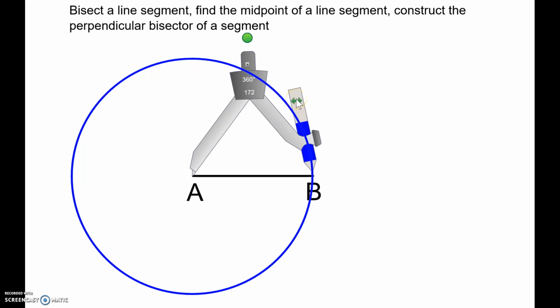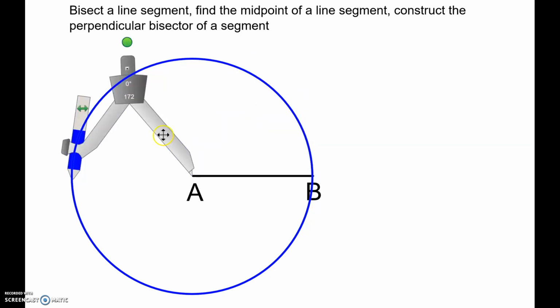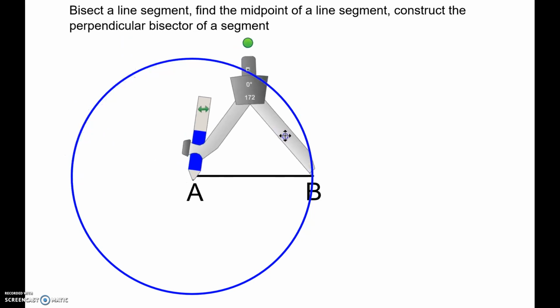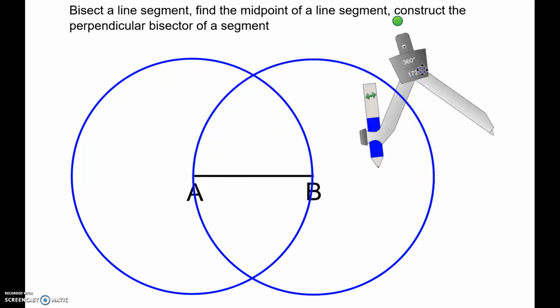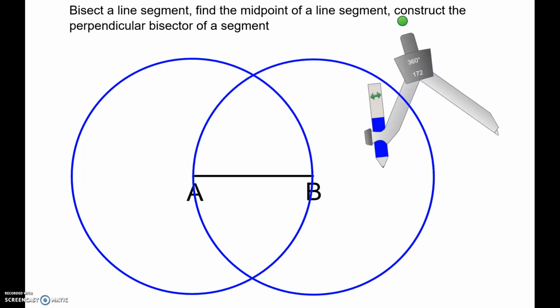Second step, I'm going to draw circle B, also radius AB. And where the two circles intersect, I'm going to draw my line segment. And so I've constructed the perpendicular bisector of AB.